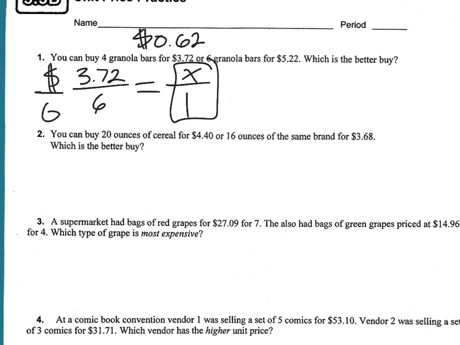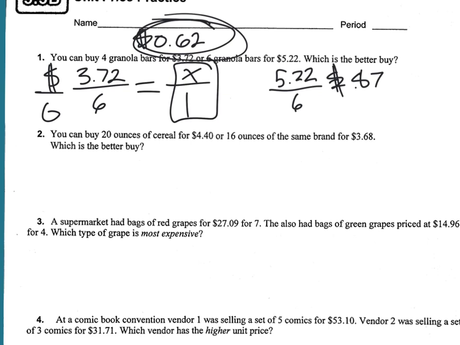Now let's do the other one. We've got $5.22, and we're dividing it by 6. So let's try that on the calculator. And we get 87 cents on this one. So you can see that the better buy is the 4 granola bars for $3.72. So if you're going to be entering this into GoFormative, you would say it's 62 cents is the better buy.